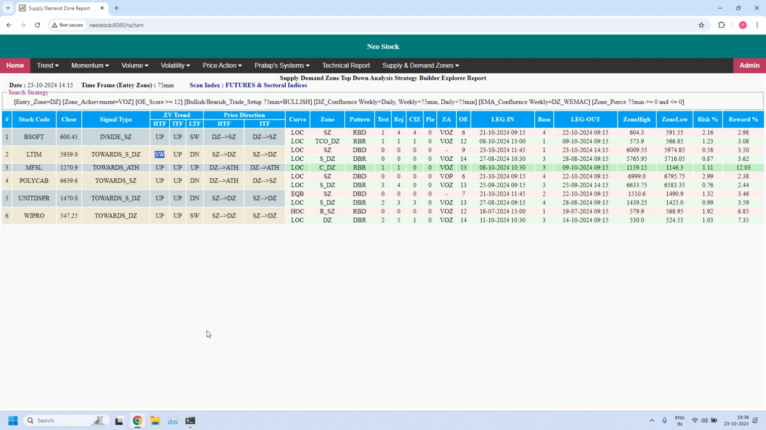So this is LTF, ITF, HTF confluence. Daily zone is 75 minutes entry time frame is part of daily zone. Both together again part of weekly zone. And all these weekly zones are having weekly EMA confluence. And the weekly trend is also up except second, remaining all weekly trend is uptrend. So except second, remaining all are even more high probability setup supported stocks.